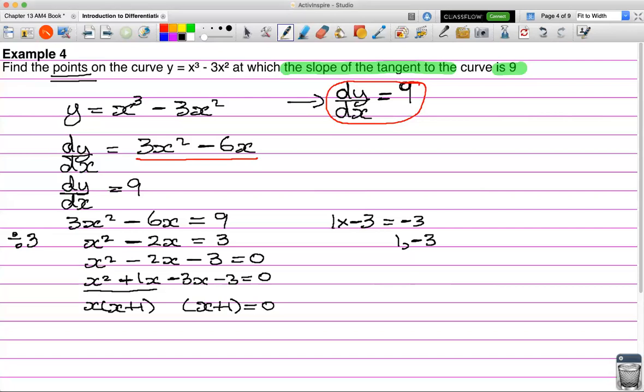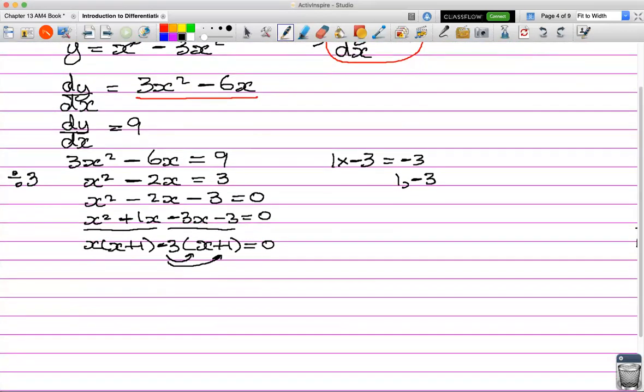And then we look for what's common here. And what's common here is minus 3. Always double check. Minus 3 on x is minus 3x. Minus 3 on plus 1 is minus 3. So we know that we got it right. So we can continue with the factorization. So we end up with x plus 1 on x minus 3 is equal to 0. So x plus 1 is equal to 0. X minus 3 is equal to 0. So therefore, we've now got x equals minus 1, and we've got x is equal to 3.